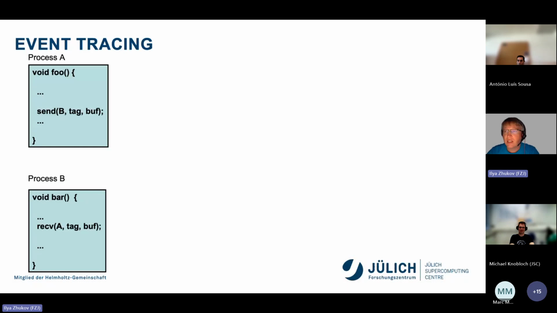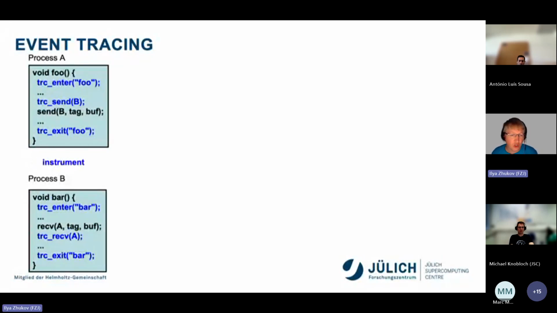Now let's consider an example with the trace, how it actually works. We'll have two processes. On process A, we have a function foo, and inside function foo, we have a send, which is sent to process B. On process B, we have a function bar, and the function bar has a receive from process A. This we would like to capture and also visualize later.